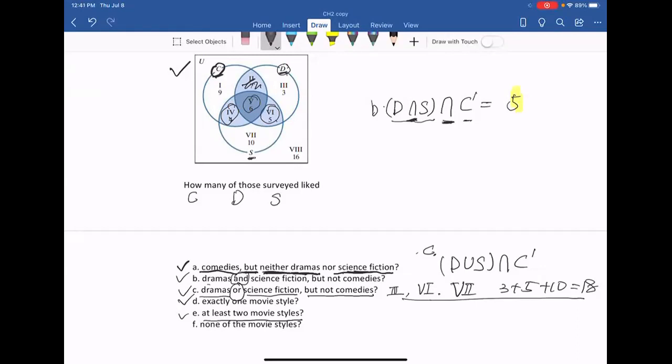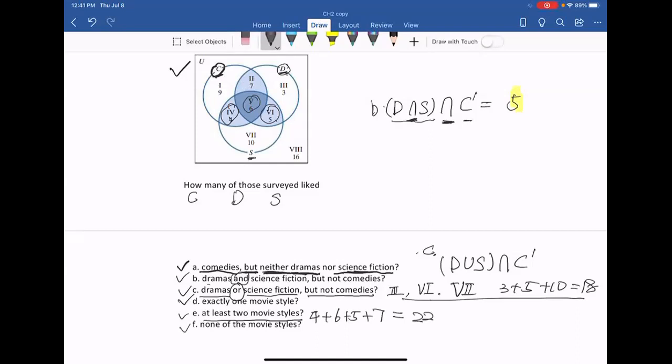So we just add them together, which is 4 plus 6 plus 5 plus 7, equals 22.